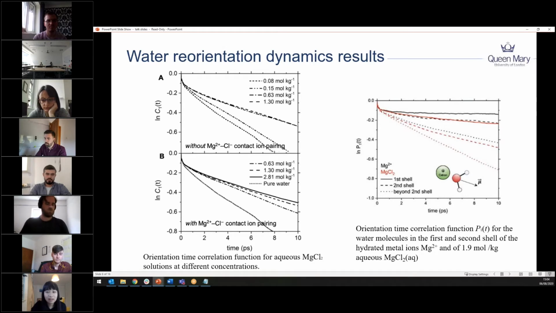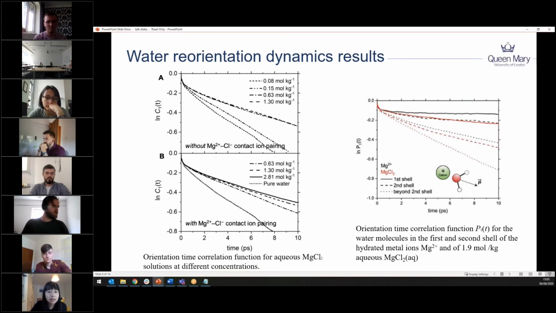So now it's the result of the TCF. The left figures, and this is only the magnesium chloride. The left figures show orientation time correlation functions for magnesium chloride solutions at different concentrations. The top figure is without contact ion pairing, and the bottom figure is with contact ion pairing. The profiles are significantly influenced by the type of ion pairs present in the solution.